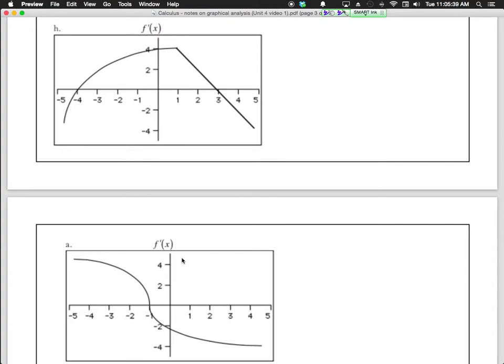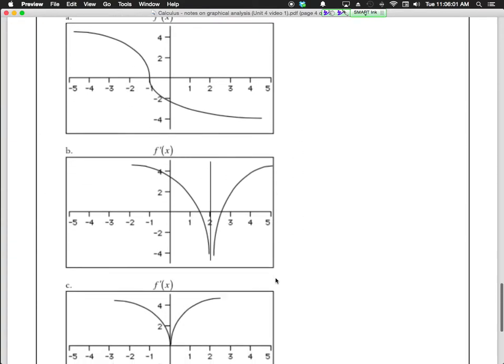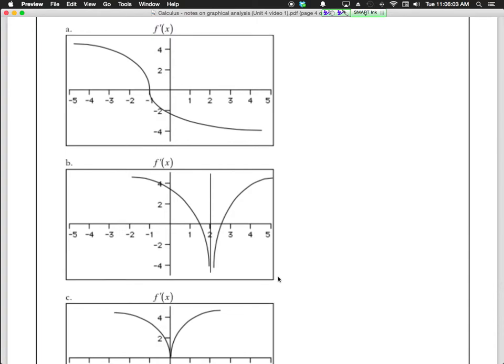Concave up from -5 to 1, and concave down from 1 to 5. Any points of inflection? X equals 1, because f prime of x changes from increasing to decreasing. Very nice.